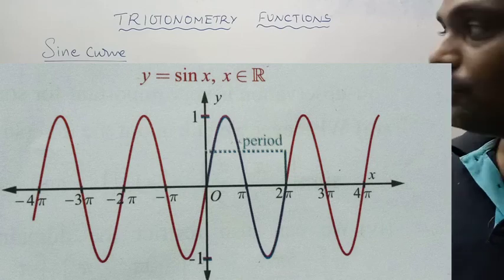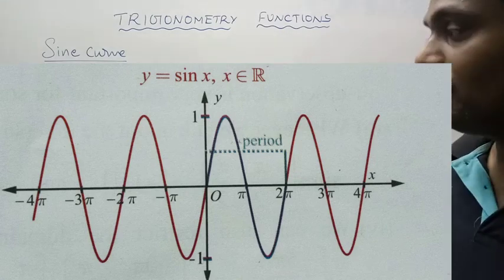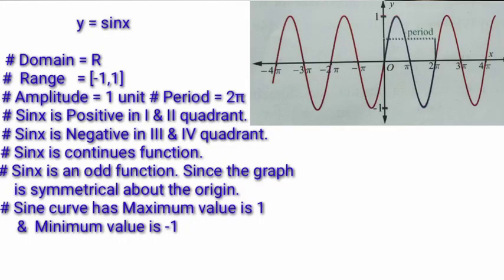Is it clear? So this is what about sine x. We have so many points and properties, but mainly we discuss domain, range, amplitude, period, whether the value of sine x is positive or negative, whether it is a continuous function or not, whether it is symmetrical about the origin, whether it is an odd function or even function, and the maximum value and minimum value. Is it clear? This is the sine curve.